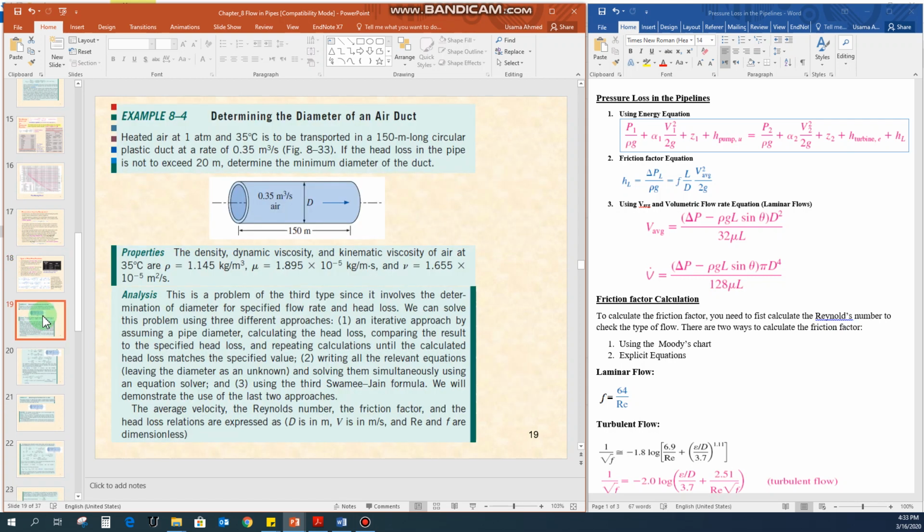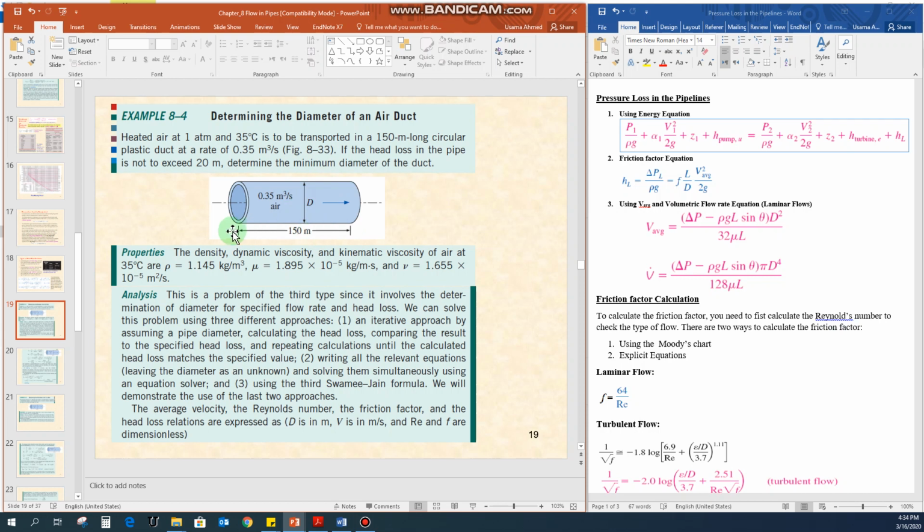Now let us see this example 8-4, which is about determining the diameter of an air duct. So let's see what we have here. Heated air at 1 atmospheric pressure and 35 degrees C is to be transported in a 150 meter long circular plastic duct at a rate of 0.35 meter cube per second. If the head loss in the pipe is not to exceed 20 meter, determine the minimum diameter of the duct. So we need to calculate the diameter of this pipeline.